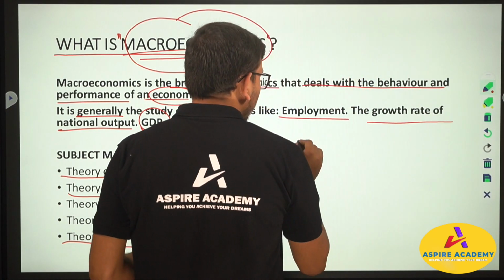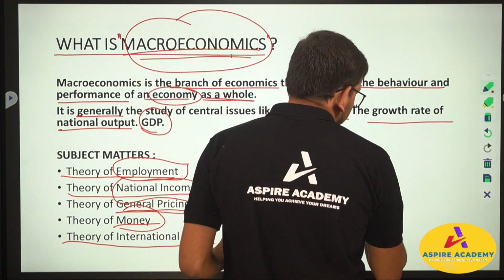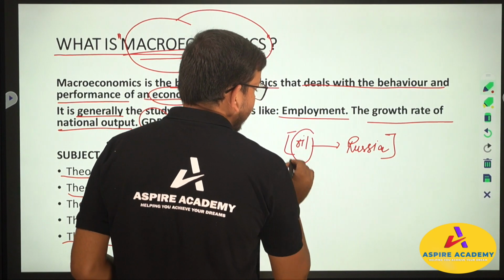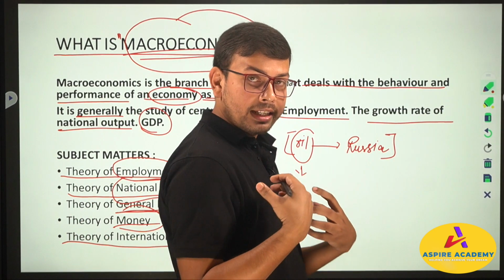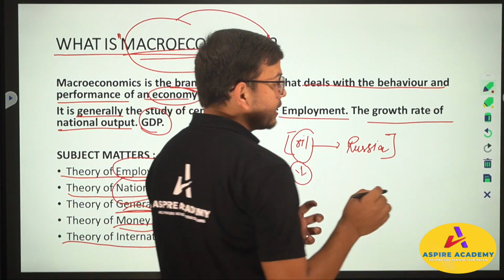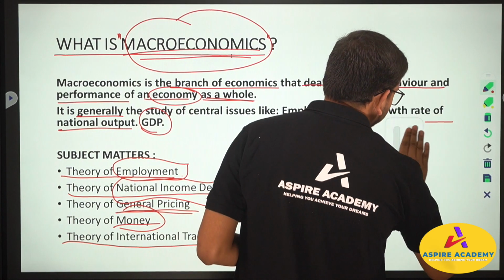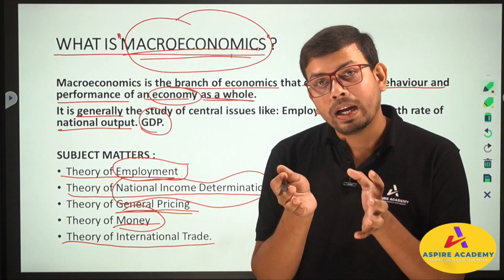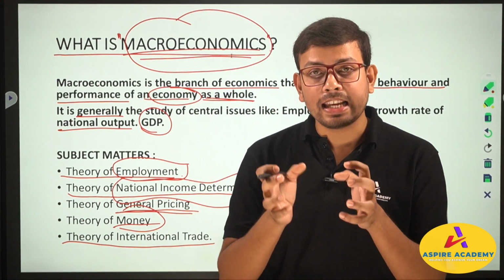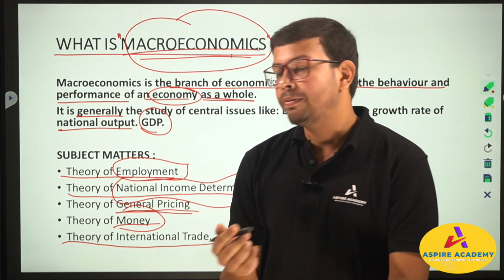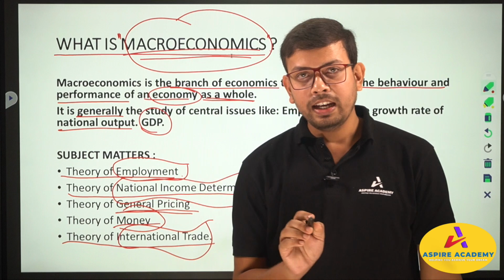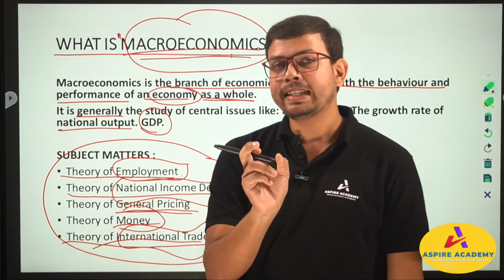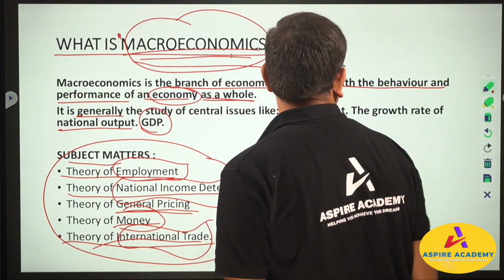For example, we import oil from Russia, right? Oil from Russia. Why is this so? This is so because there is a scarcity of petroleum products in our country, so there is a need to import this for the needs and wants of our nation. Okay, so how do we import? We import through trade. But when that trade is executed between two different nations, that type of trade is known as international trade. Okay, so we are going to study about this. So these are the 5 most important or vital component subject matters of macroeconomics.